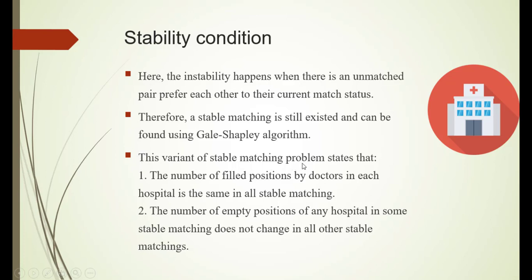This variant of the stable matching problem states that the number of filled positions by doctors in each hospital is the same in all stable matchings, and the number of empty positions of any hospital in some stable matching doesn't change in all other stable matchings.